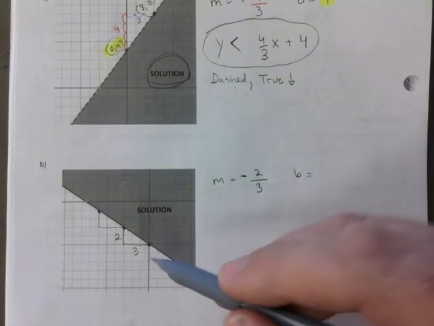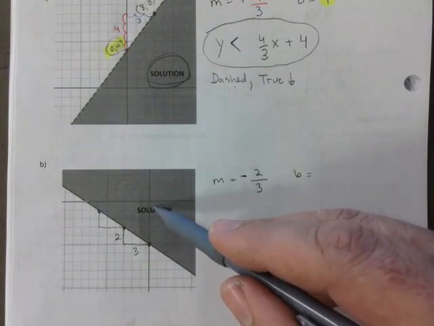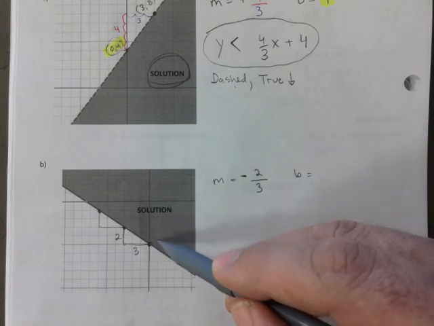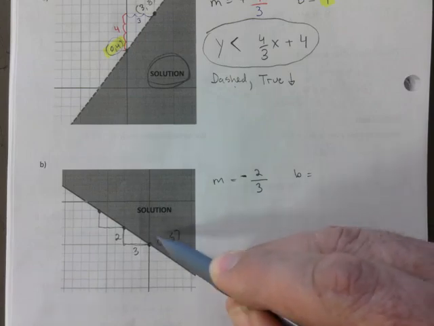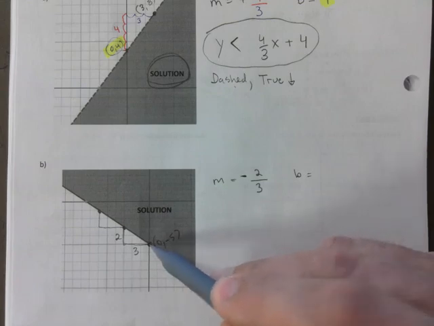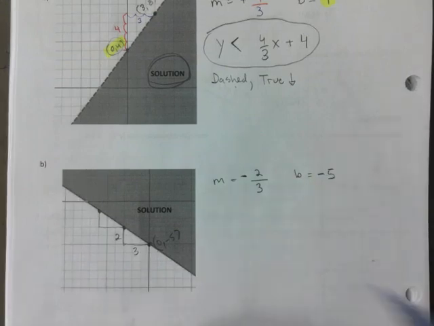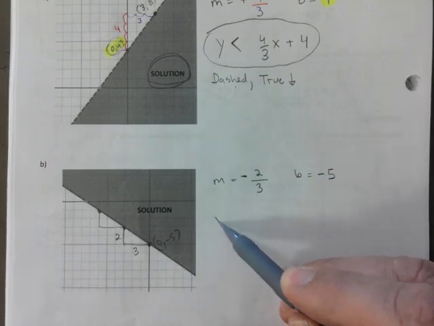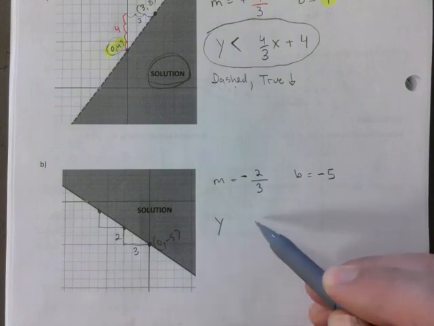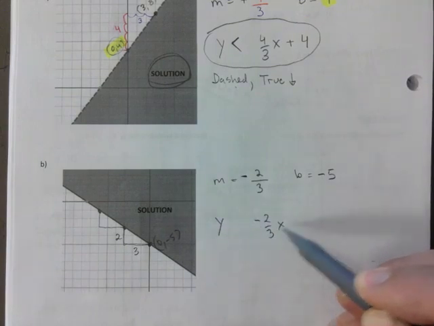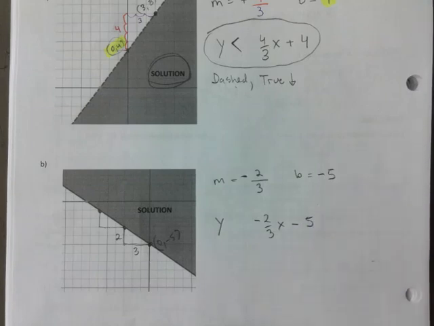My y-intercept is 2, 4, 5, right? This is 0, negative 5. This one right here. So it's negative 5. So now you're ready. It's a diagonal line, so it'll be y equals negative 2 over 3 x minus 5.